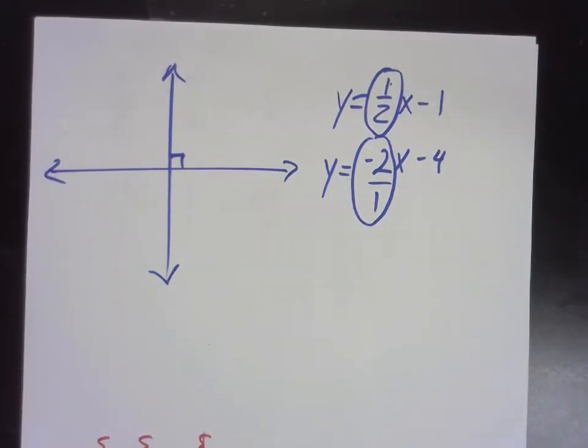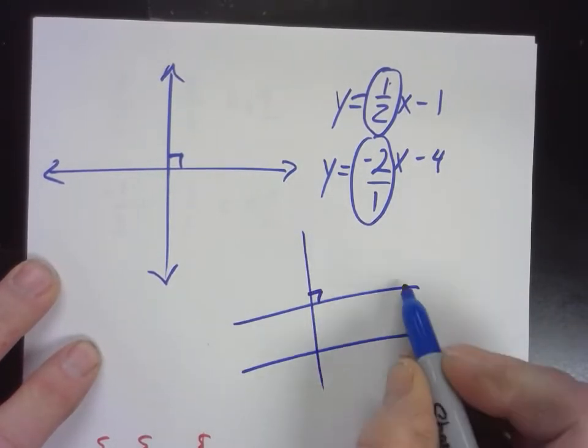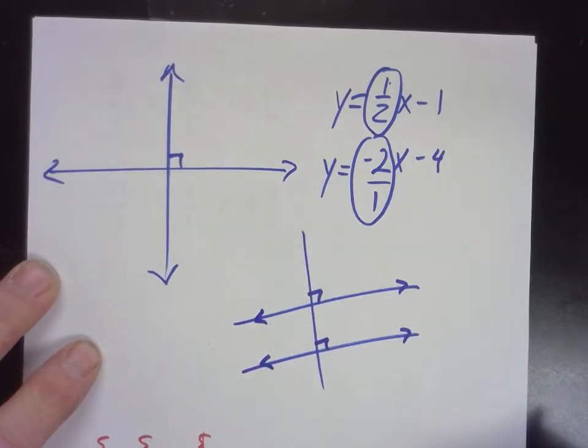So let me ask you this. If the red line and the green line are parallel, and the purple line is perpendicular to the red line, does it have to be perpendicular to the green line? It has to, doesn't it? Okay, so if it's perpendicular to one of two parallel lines, then it's perpendicular to both of them. That sounds like a theorem. Yeah? If a line is perpendicular to one of two parallel lines, then it's perpendicular to both. That's something we've got to remember.